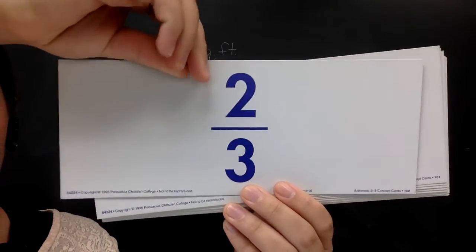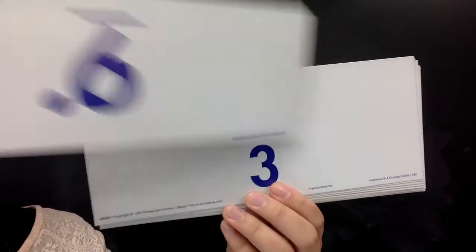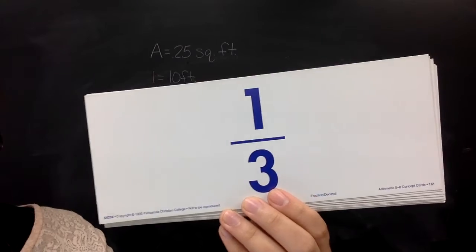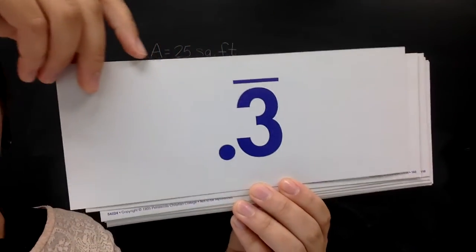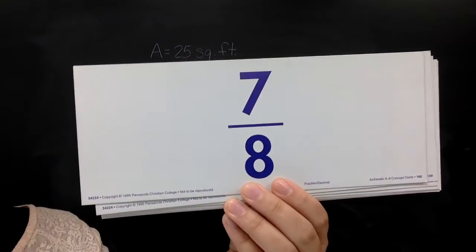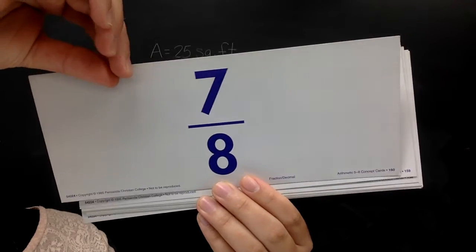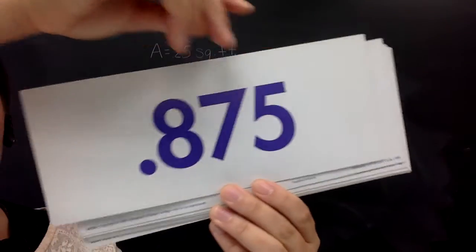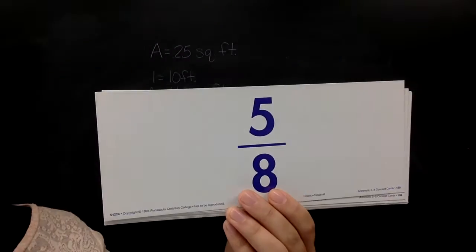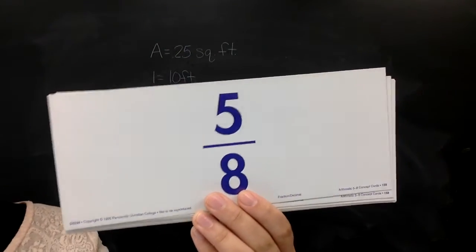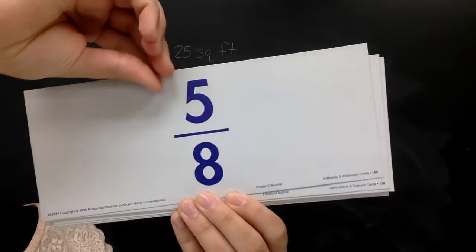2/3. 66 hundredths, and the 6 is repeating. 1/3. 33 hundredths, repeating. 7/8. 875 thousandths. Now again, if you don't know all of these or a lot of these, just give yourself time, try to watch, follow along, and learn them more and more as we go.